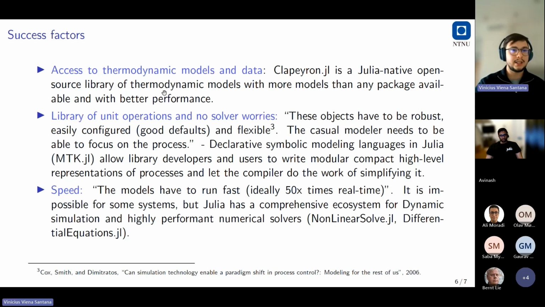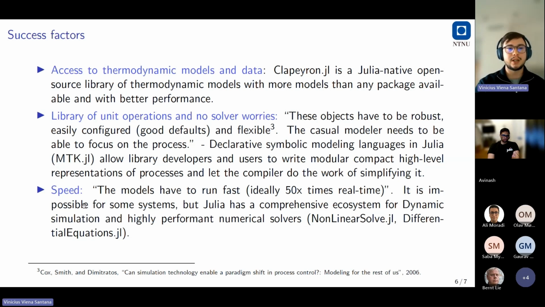They also mentioned you should have a library of unit operations and no solver worries, meaning that these unit operation objects have to be robust, easily configured, which means good defaults, and flexible. And also the casual modeler using these models needs to be able to focus on the process and not on the solving things behind the simulator. In this sense, the fact that Julia has a declarative symbolic modeling language like ModelingToolkit allows the developers to focus on writing modular, compact, high-level representations of the unit operations and let the compiler do the work of simplifying the models.